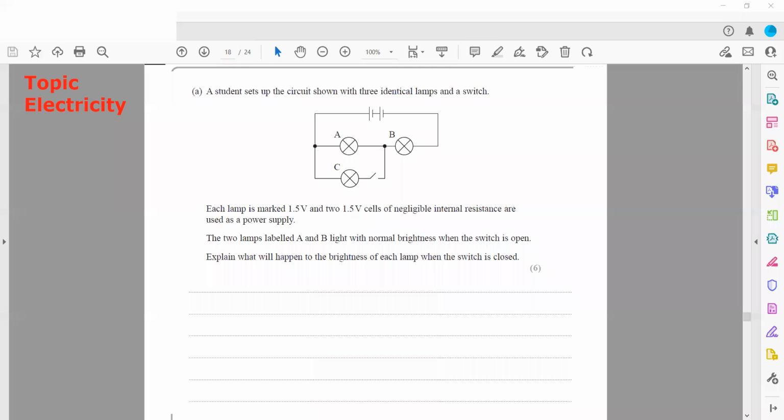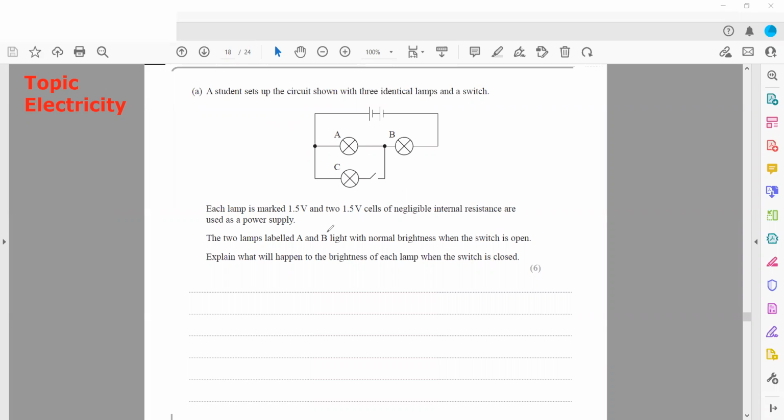So this question is related to electricity. A student set up the circuit as shown. Three identical lamps are there, and a switch. A, B, and C are the lamps. Each lamp is marked 1.5 volts, and two cells are there, 1.5 volt cells with negligible internal resistance.